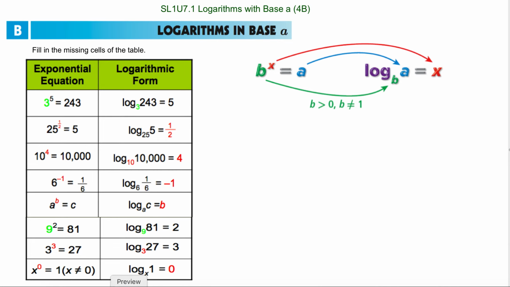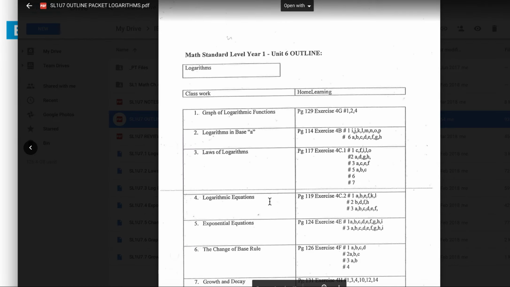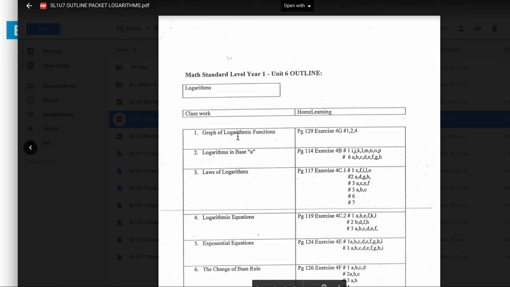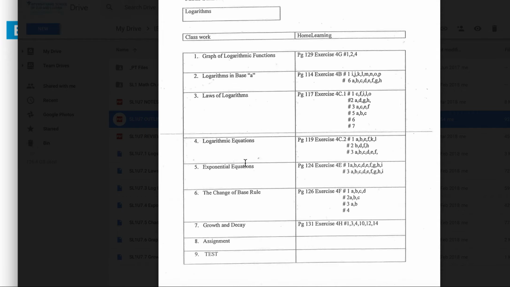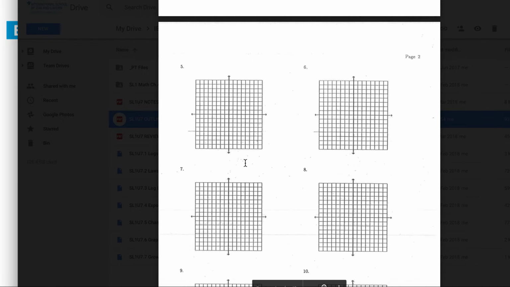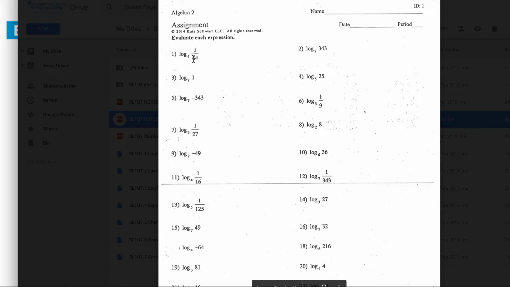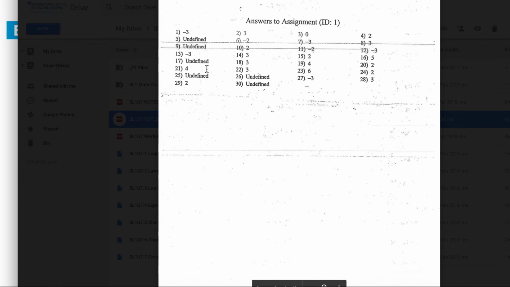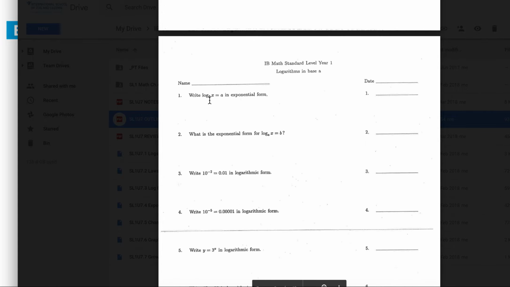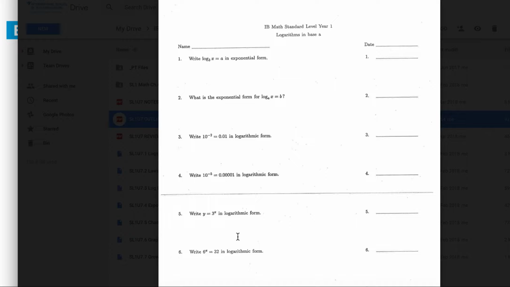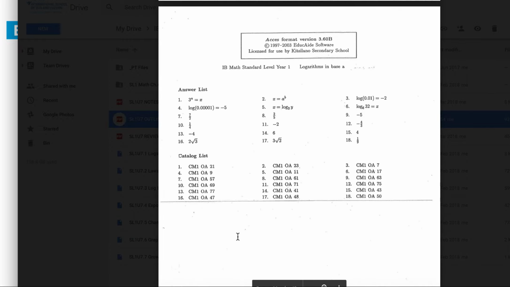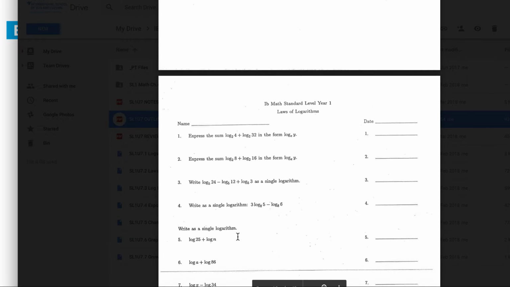I'd like you to try this piece in your outline, this graph of log functions. We're going to skip that. We're just going to do 2 and 3 so far. So skip this piece. You could try this, right? Evaluating, run those through your calculators. Make sure you can drive your calculator. And then move on to this part, log base A. You're just switching them back and forth. Some of you are already done with that. Keep moving on.